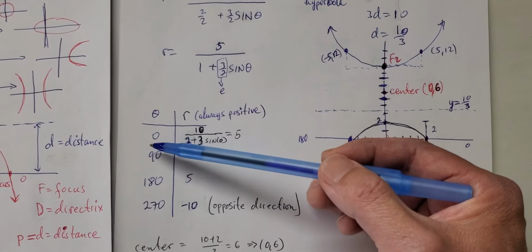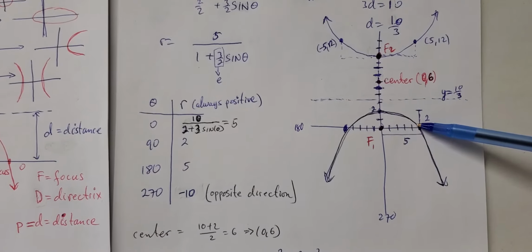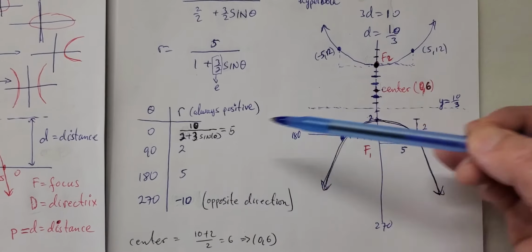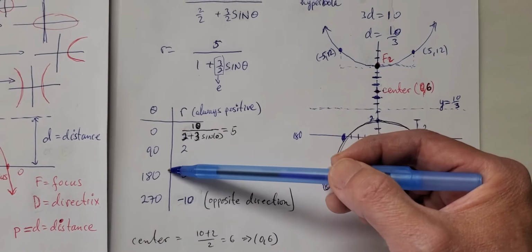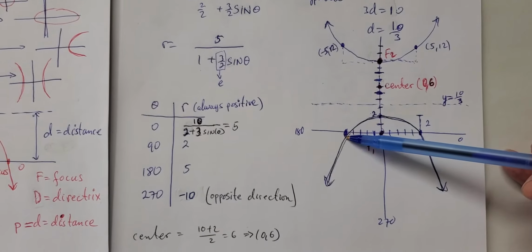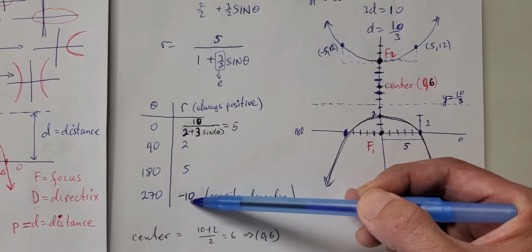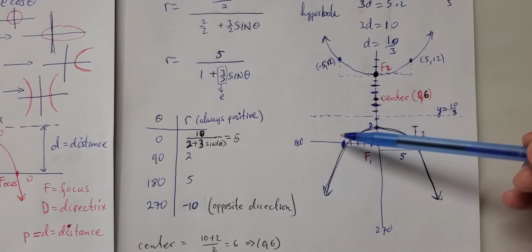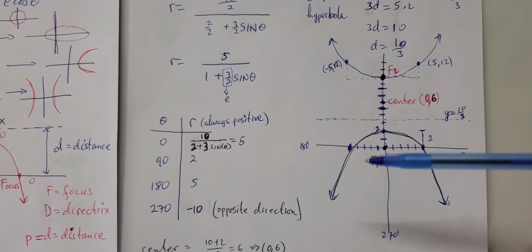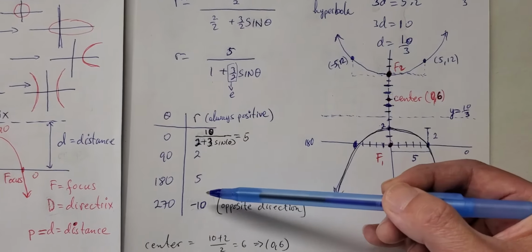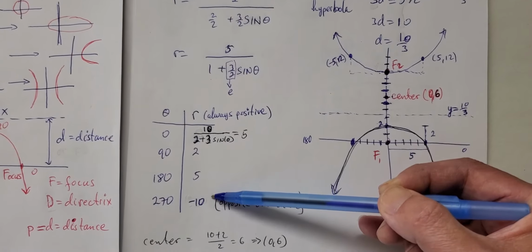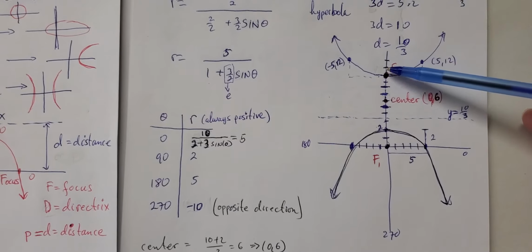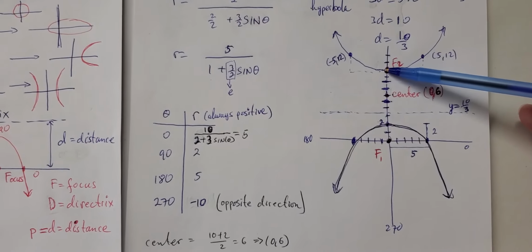Okay, so plug this in. Here's 0, 5. 90 degrees and 2, which is here. 180 degrees, 5, which is over here. But this is negative 10. Because this is a hyperbola, one of the sides is already face down, so the other has to be on top. So this negative 10 is not negative 10. It should be up here, positive 10. So right here is 270, 10.